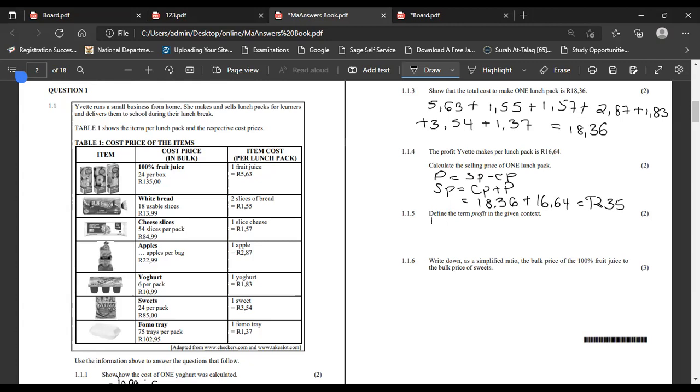All right, so now define the term profit as given in the context. So it's the extra money added onto the cost price to determine the selling price.